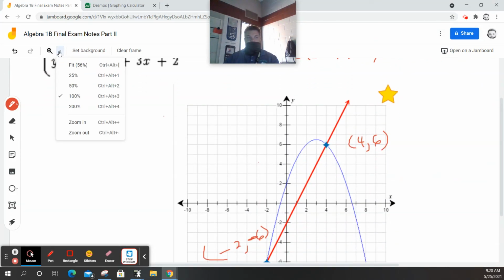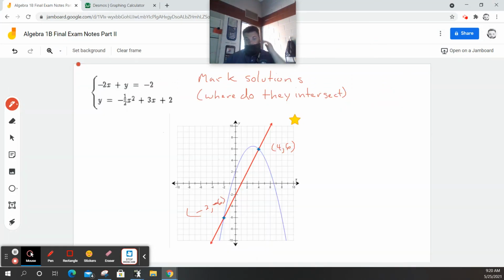So let me zoom out so you can write the whole thing down. Because the assignment is just to mark the solution. So you're going to take the two graphs, graph them, and then mark where they intersect. Okay?